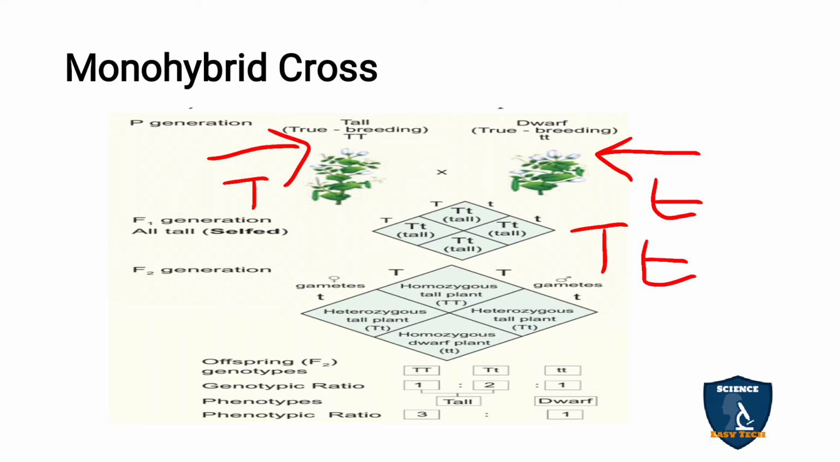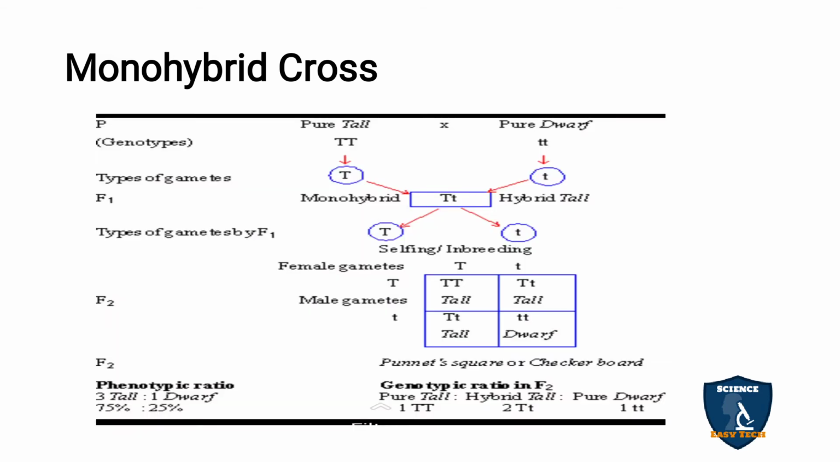In the F1 generation, selfing is going to take place. And in F2, you get the phenotypic ratio and genotypic ratio. The phenotypic ratio is 3 tall to 1 dwarf and the genotypic ratio is 1 to 2 to 1: 1 capital T capital T, to 2 capital T small t, to 1 small t small t. You can see this is a clear explanation. The previous slide was taken from your book, but you will get a clearer idea here.